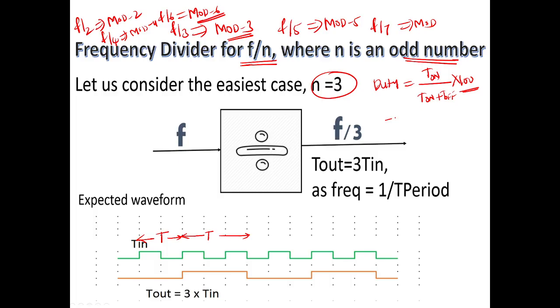So here I am getting T on as one clock cycle, and the total is 2T. It is on for one clock cycle, and off for 2 clock cycles, into 100. So what duty cycle are you getting? 1 by 3 into 100, which is 33.33% duty cycle. This much duty cycle you are getting.